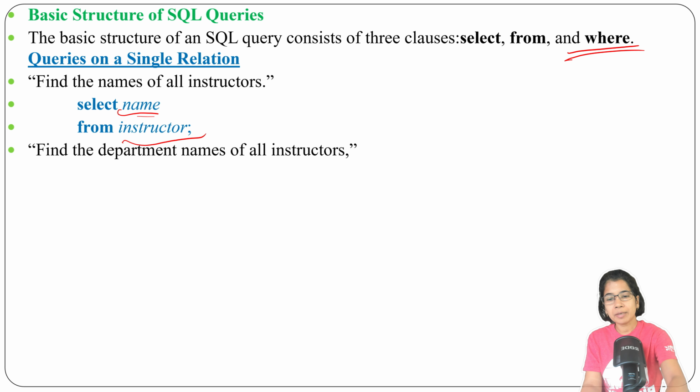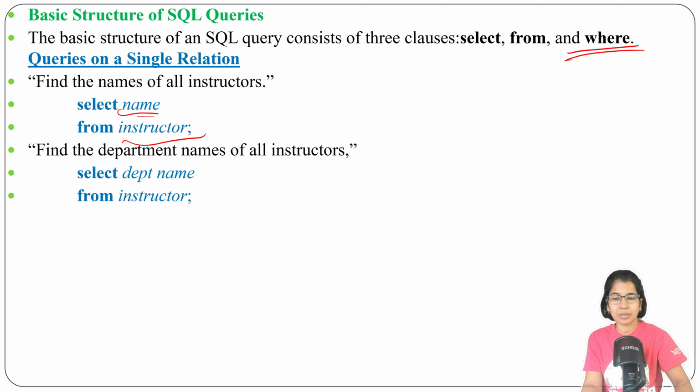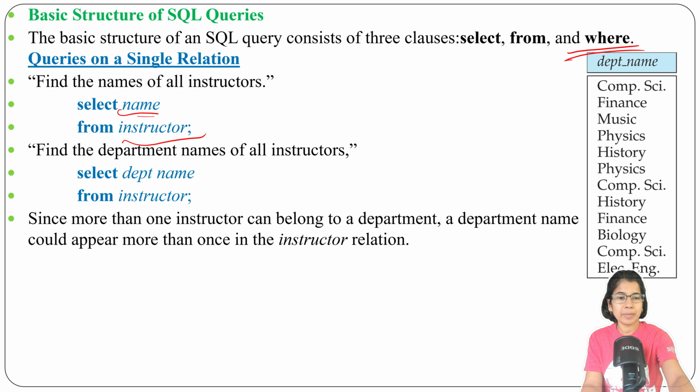Now find the department names of all instructors. We can write select department name from instructor. The output may be like this: department name. Here you can see computer science repeating 3 times. Here is finance, here is finance. Since more than one instructor can belong to a department, a department name could appear more than once in the instructor relation, because we are retrieving department name according to instructor.